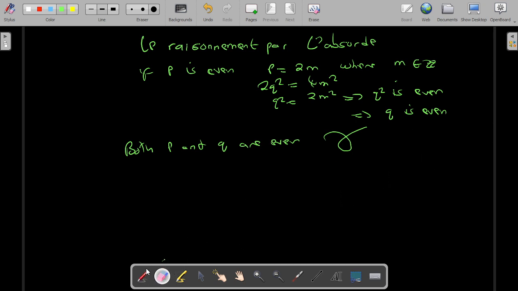So let me write that properly: we've arrived at our contradiction. If we arrive at a contradiction, this means that the square root of 2 is irrational. We've shown that the square root of 2 is irrational.